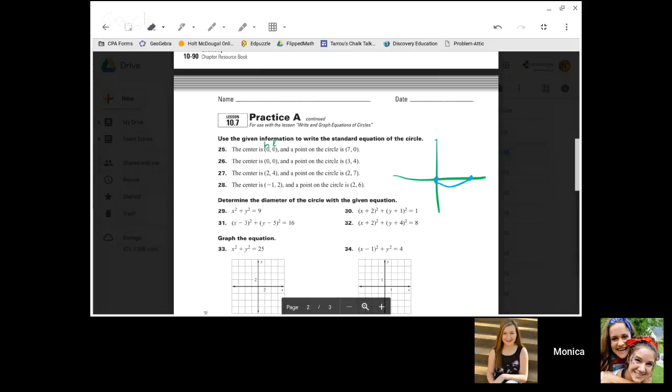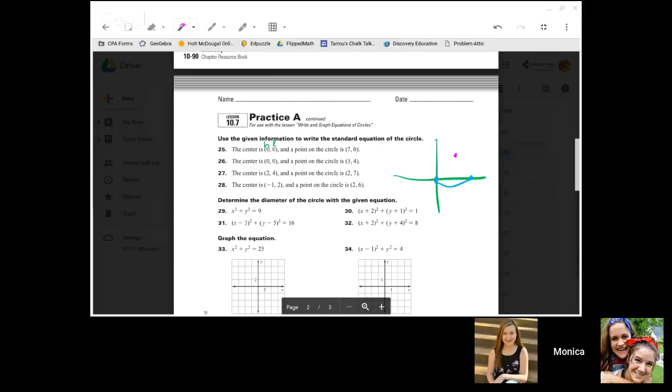For 26, your center is at 0, 0, but this time your point on the circle is over 3 and up 4. So it's like somewhere up there. So do you remember how we can find the distance between those 2 points? I think you probably do. It's okay though. It's an easy one to do the distance formula for, because 2 of the numbers are 0.